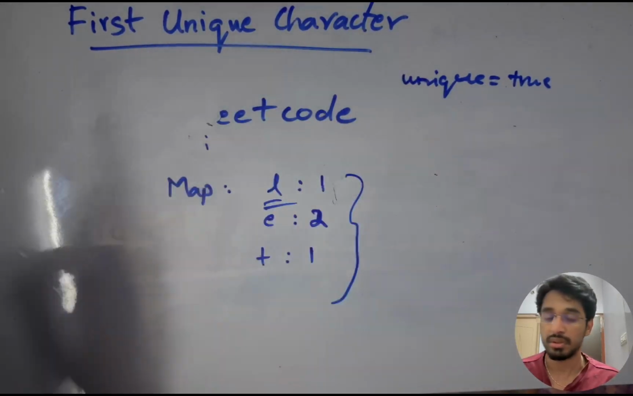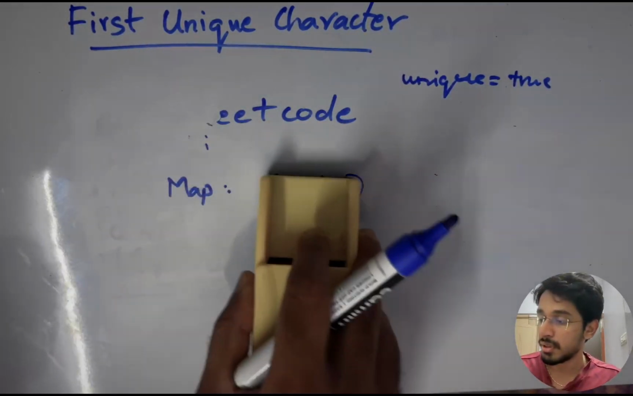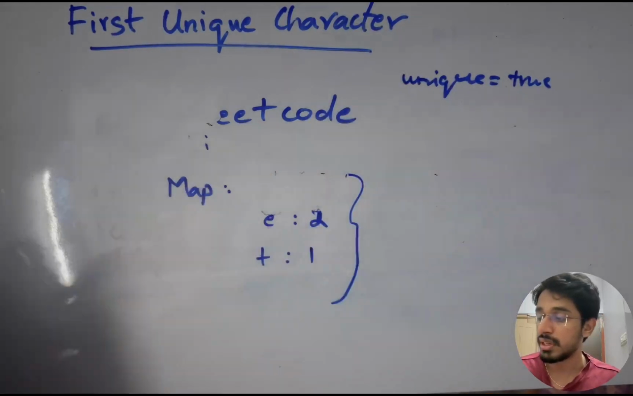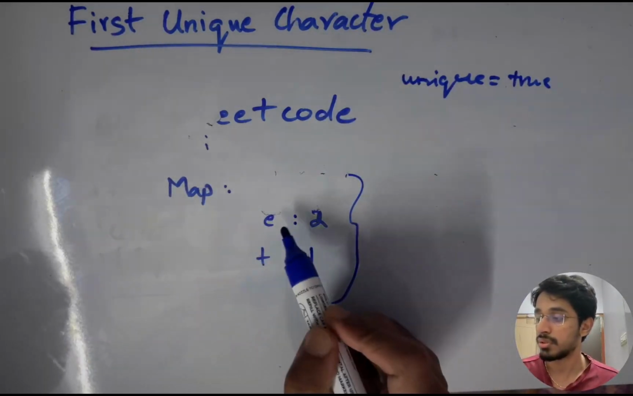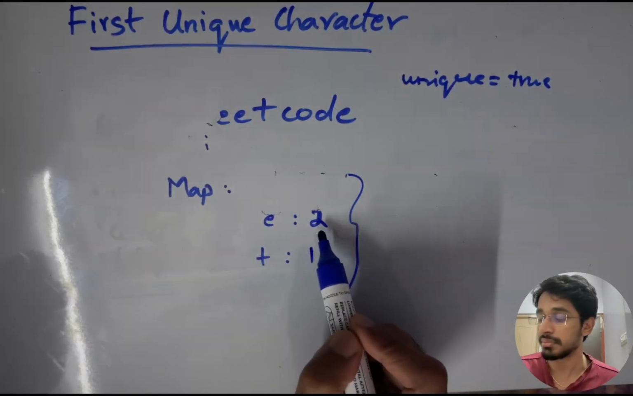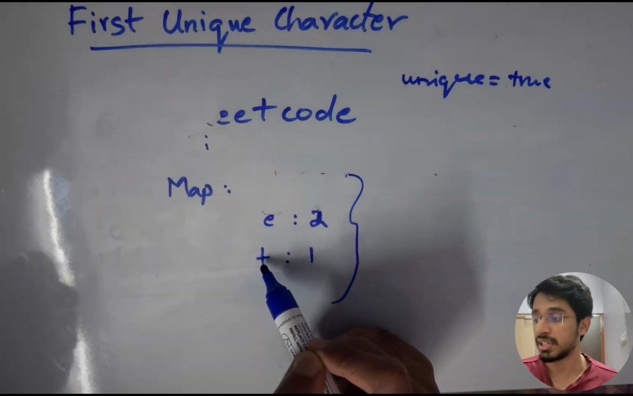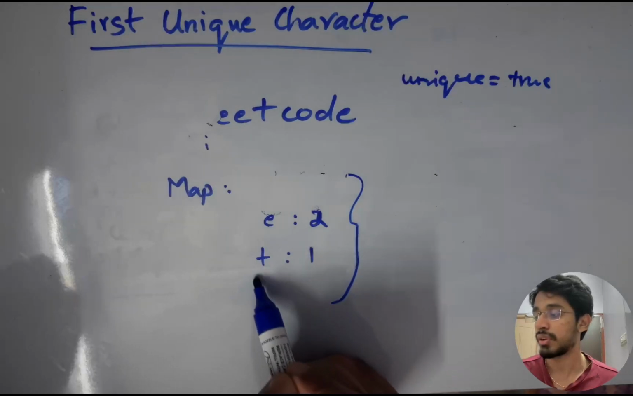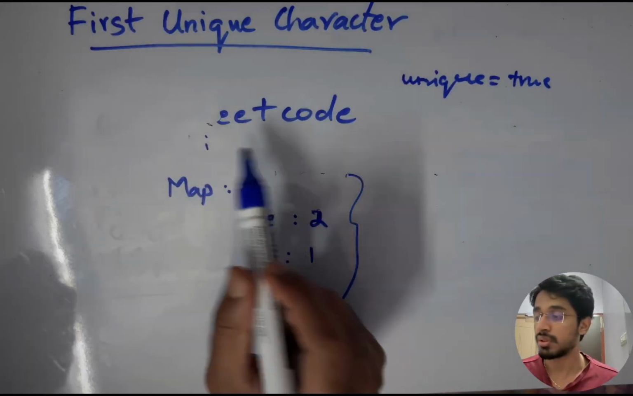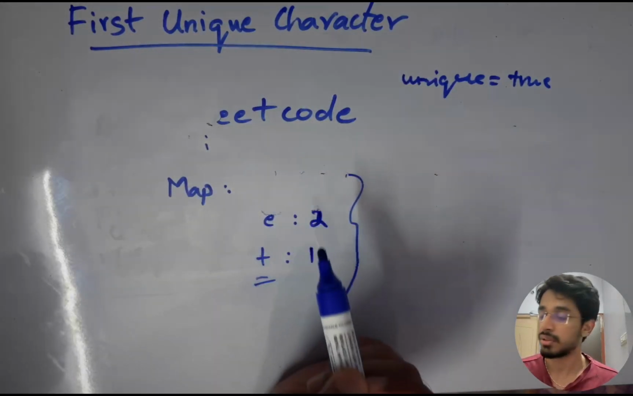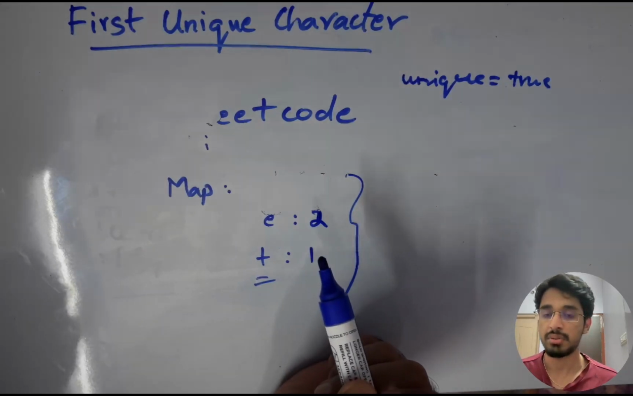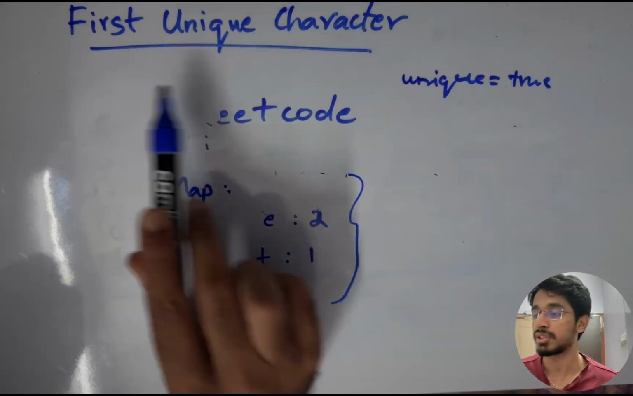Okay, so I can just use this. So we have E, which is occurring 2 times. So you see that E is not unique because it is occurring 2 times, and then we go to the next element, that is T, and you see that the frequency is 1, so we return T. Okay, so I have given you all the possible cases over here. So I hope you got the point how to solve this particular problem, first unique character.